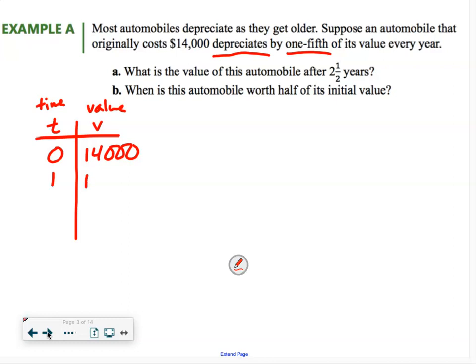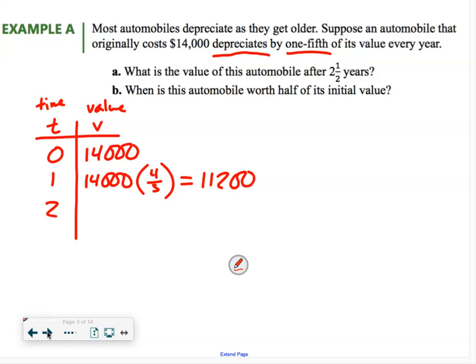So we would do 14,000 times 4/5. So I got to set down my coffee so I can get this number. So 14,000 times 4/5. So after a year, our car is worth $11,200.